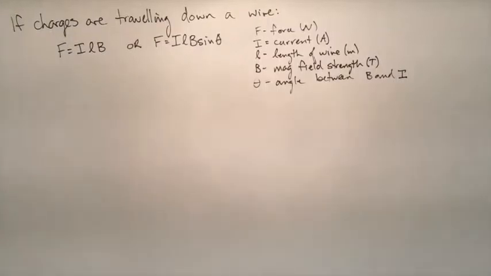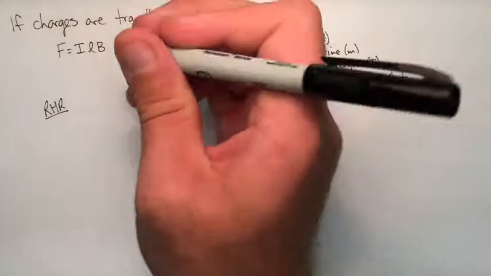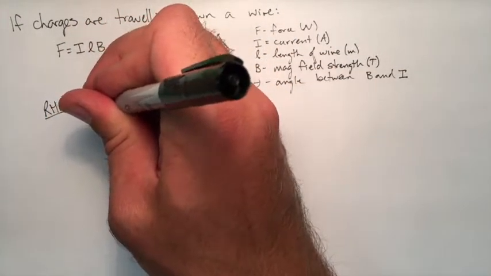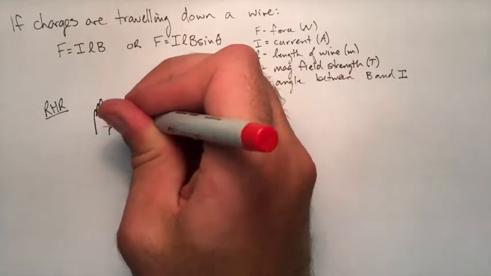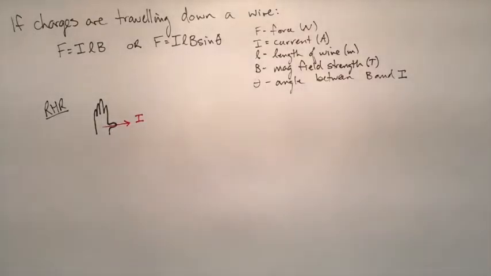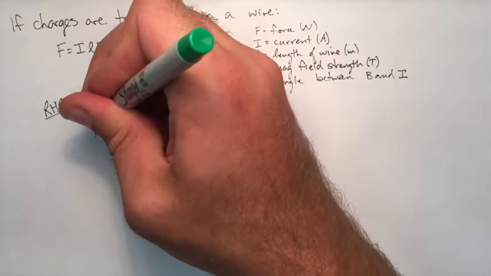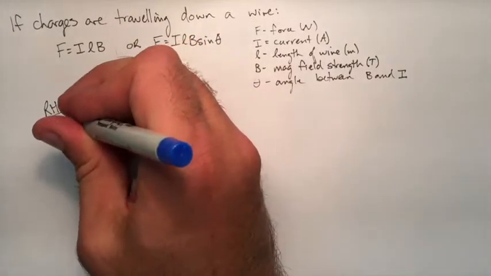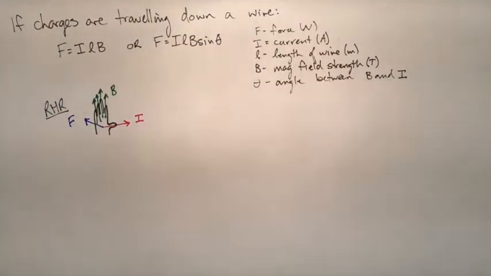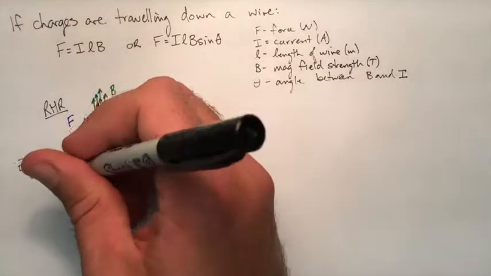Again, to find the direction of this force, we need to use a right-hand rule. So again, if you hold your right hand up, your thumb is going to point in the direction of the current. Your fingers are going to be pointing in the direction of the magnetic field. And remember again, magnetic fields always go from north to south. That means your palm is going to point in the direction of the force that the wire feels.